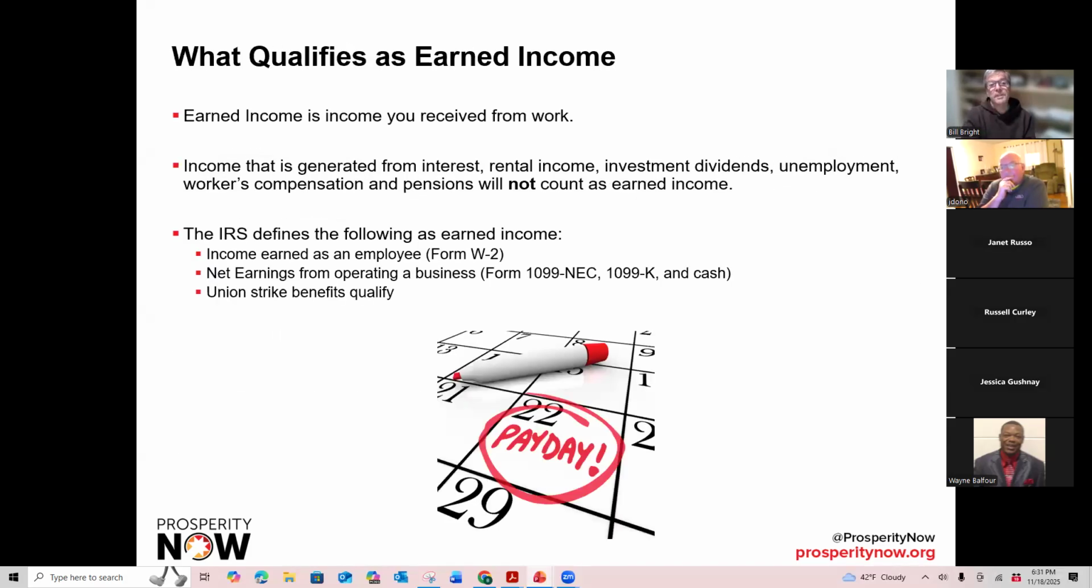Again, what qualifies as earned income? Earned income is income you receive from work. Income that is generated from interest, rental income, investment income, pensions, workers' compensation, and unemployment is not earned. That kind of gets back to what we talked about when we were discussing income.